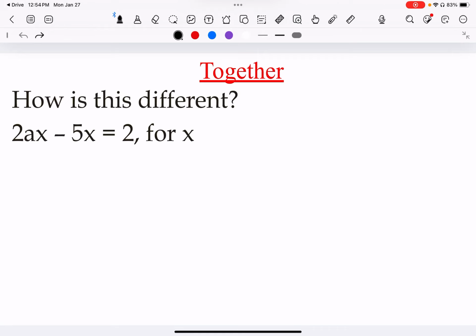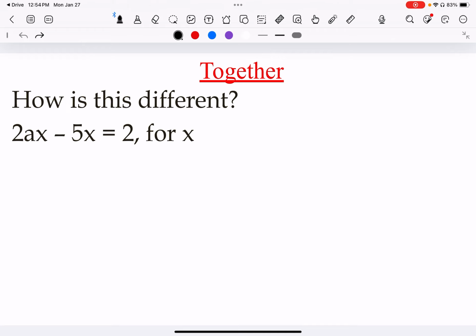This lesson is going to be on solving literal equations. We have 2ax minus 5x equals 2 when we're solving it for x. When we're solving it for x, we cannot have the x be equal to some expression that includes the x in it. So when I look at this, I notice that I have two x terms in my equation.